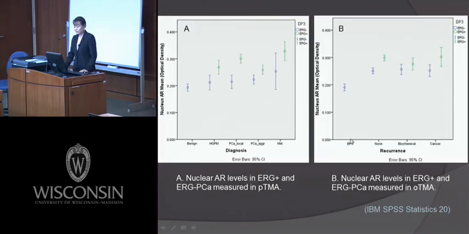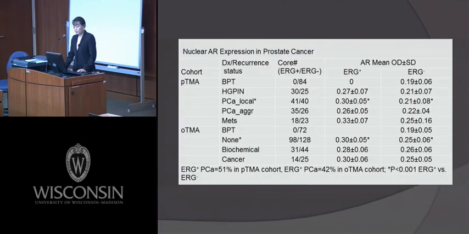And these two figures show that I further stratified the cancer patients into ERG positive and ERG negative, and quantitated AR expression level in the two categories. As you can see in these two cohorts, the data trend is very similar. What I found is that AR expression level is increased in ERG positive patients. And this is just a table further showing the data.